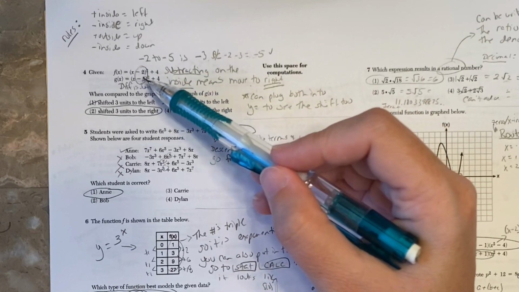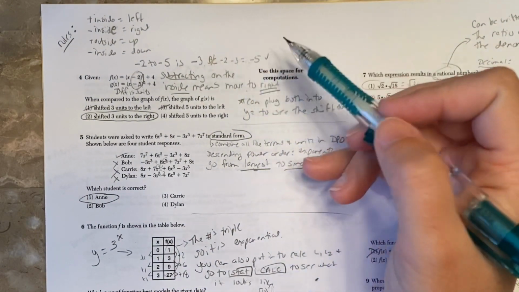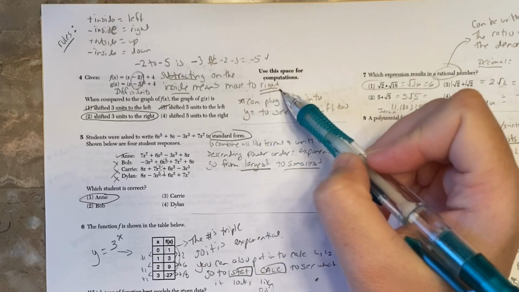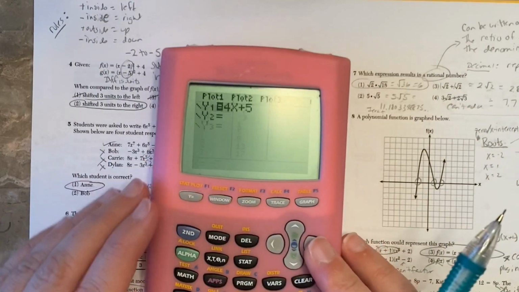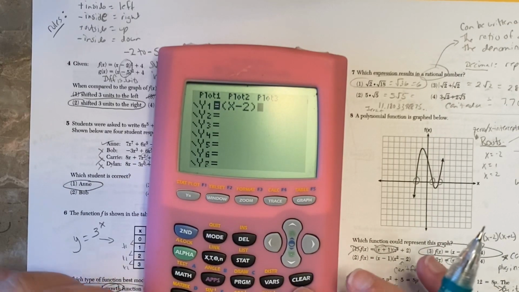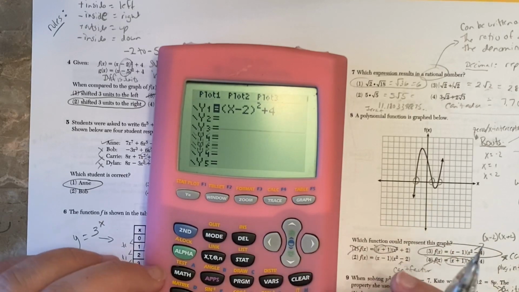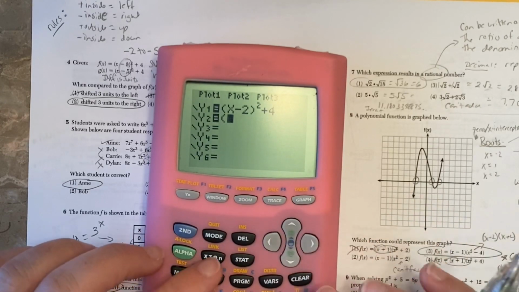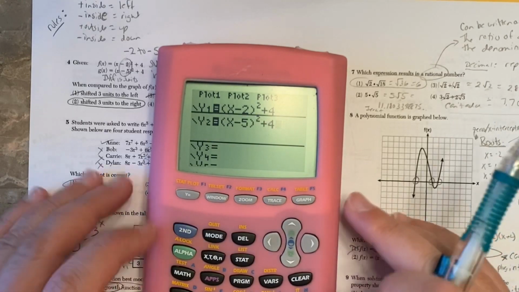So how do I go from negative 2 to negative 5? Algebraically, I would subtract 3. Okay, and anything, again, on the inside that's minus means shifted to the right. If you forget your rules, then what you do is put both of these into the calculator. So x minus 2 squared, and then plus 4. And then your second one is x minus 5 squared plus 4, and graph them.